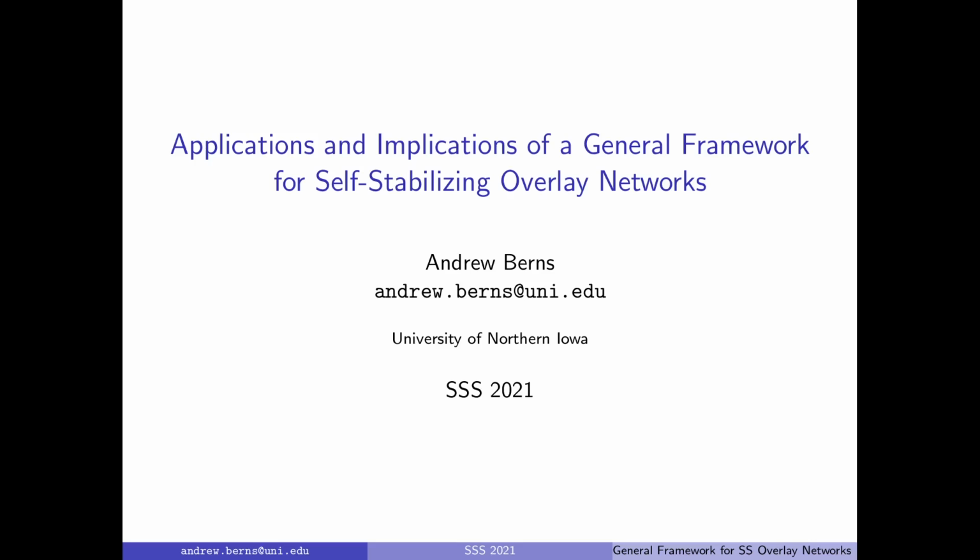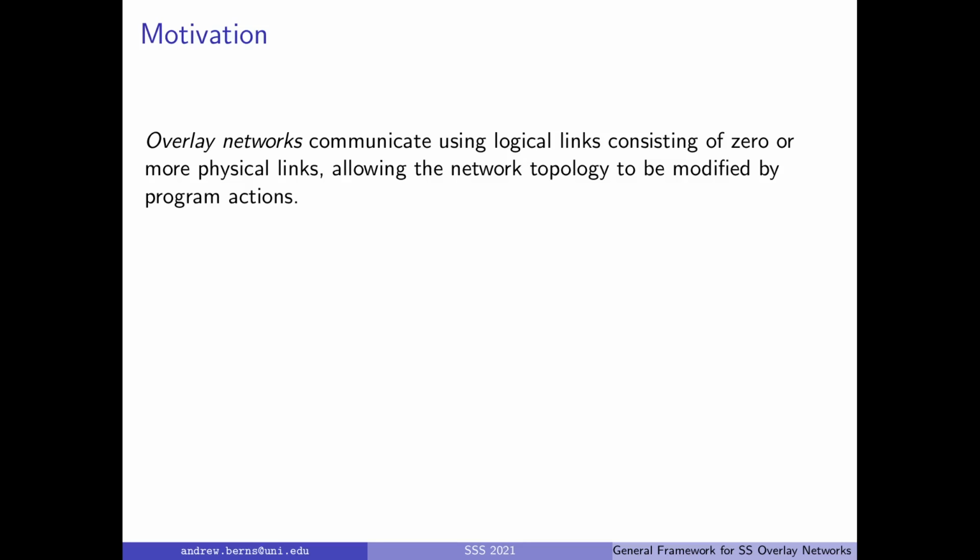Diving right in, what exactly is an overlay network? Why do we care about this problem? What's our motivation? Overlay networks are networks where communication happens over logical links. These logical links consist of zero or more physical links. The benefit of using the logical links instead of the physical links is that it allows us to simulate, or to logically be directly connected to, various devices that we may be physically quite removed from.